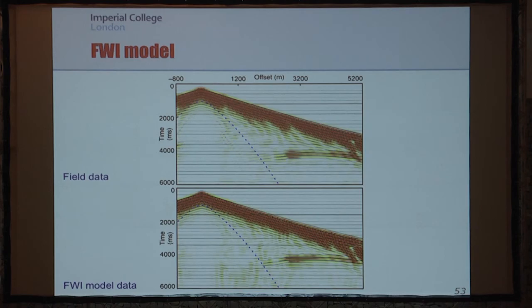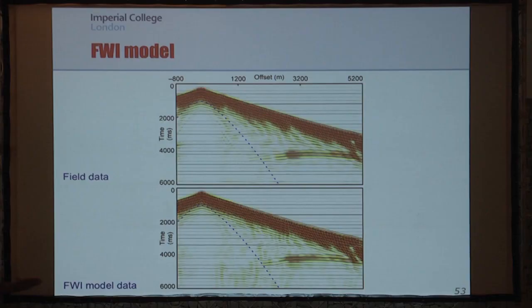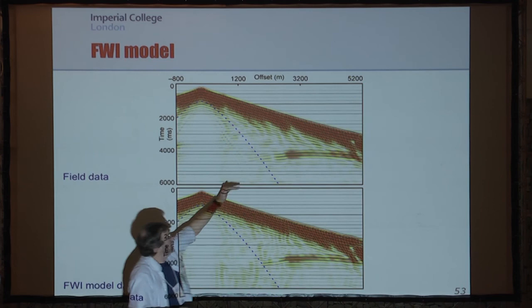So it's nothing like reflection imaging. If it was reflection imaging, you'd say, I've got some reflector, that reflector is the base, I've got some other reflector here, and that's some other base.